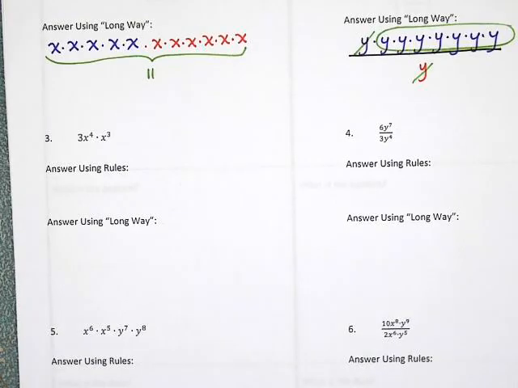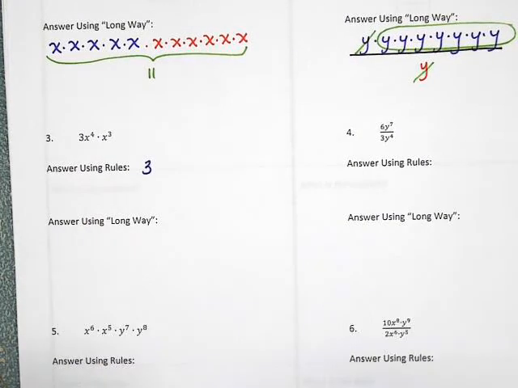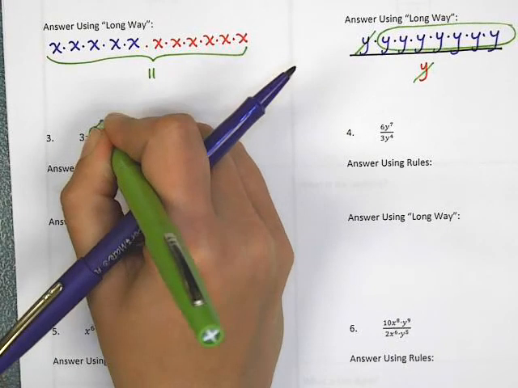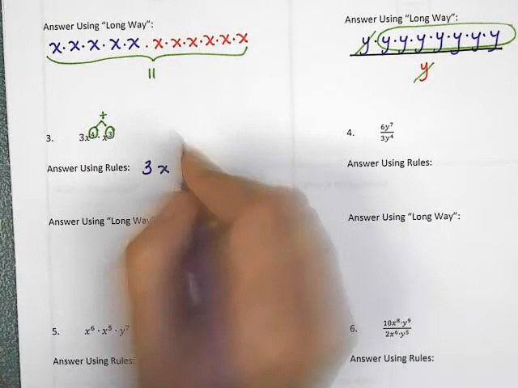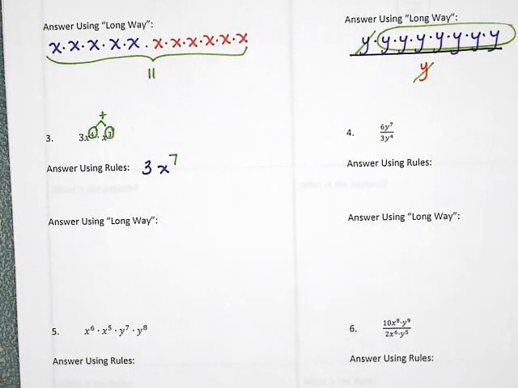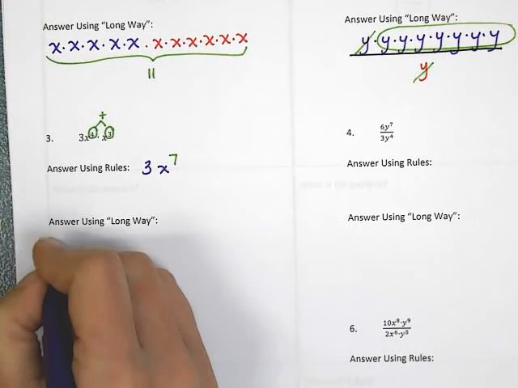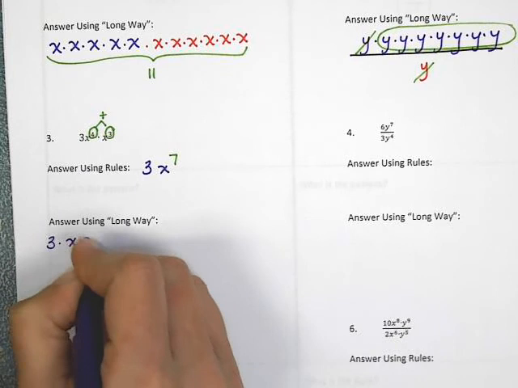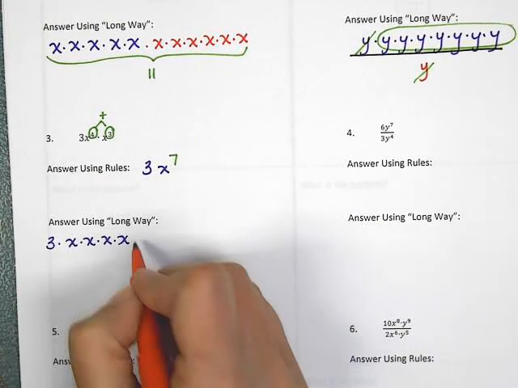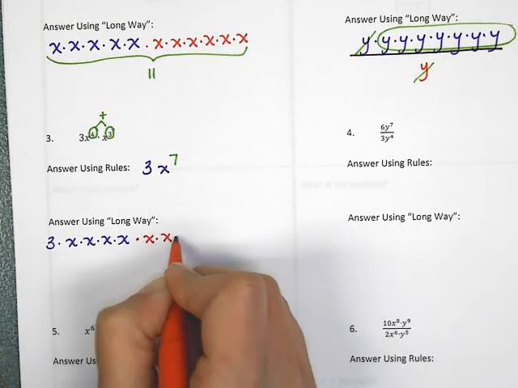Let's take a look at problem 3. Using the rules, I would say, well, I know I've got a 3, and that's not going to change, but now the x is going to have a new power, and I would just add my old powers together because this is a multiplication problem. So I would have x to the 7th. But if I want to write that out the long way, what I could write is 3 times x times x times x times x, so 4 x's, and then times x times x times x.